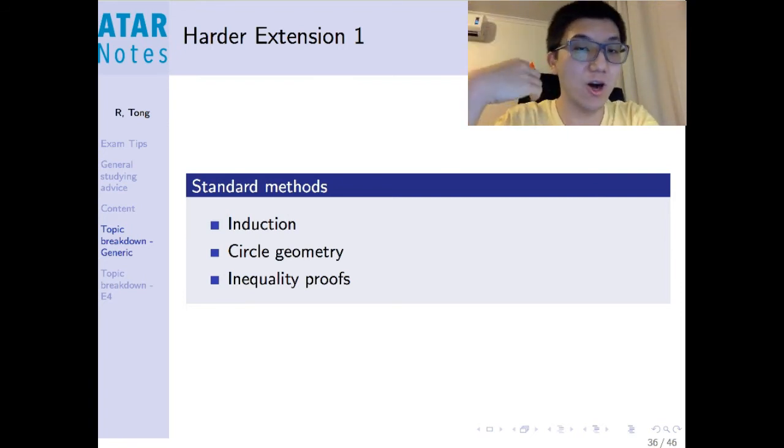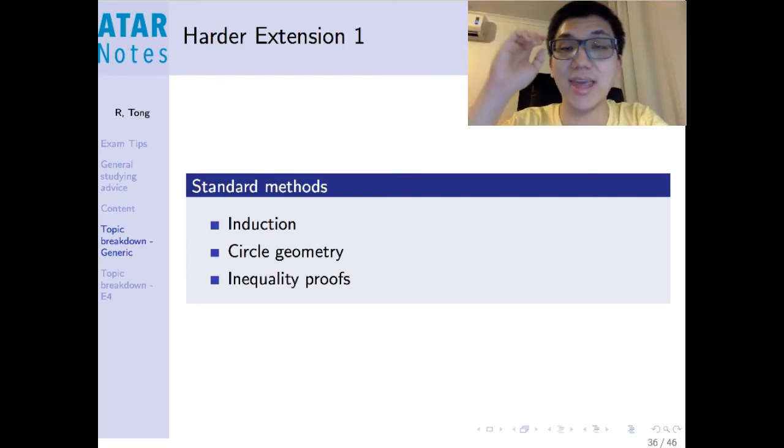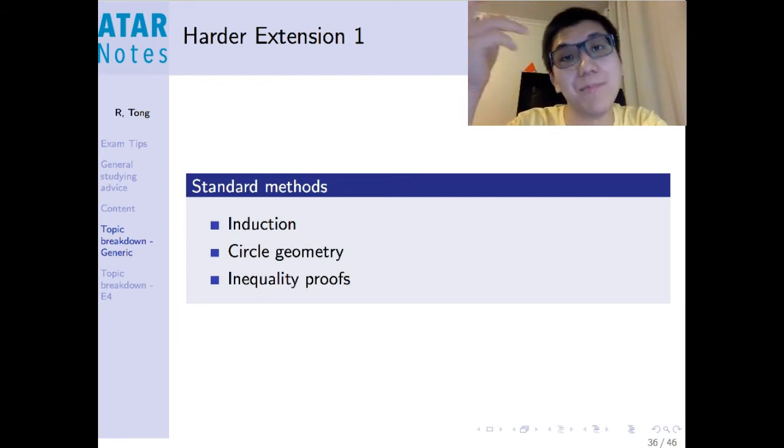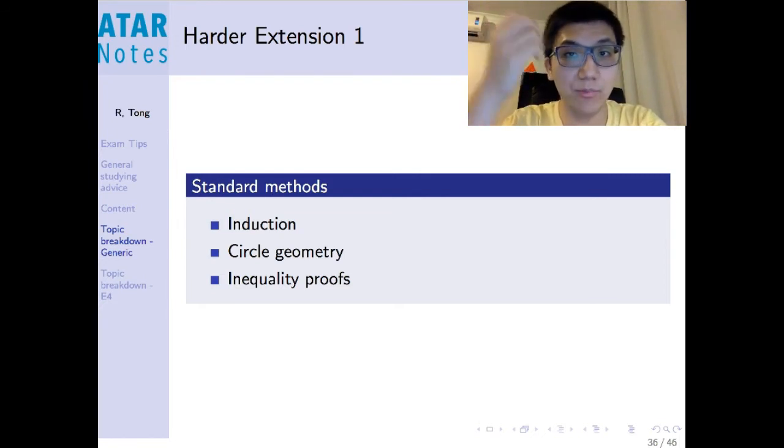Induction is a very common culprit. Circle geometry is also a very common culprit. And inequality proof is perhaps the one thing that appears pretty much every single year. Induction is pretty much your same old process: just do n equals 1, n equals k, n equals k plus 1.